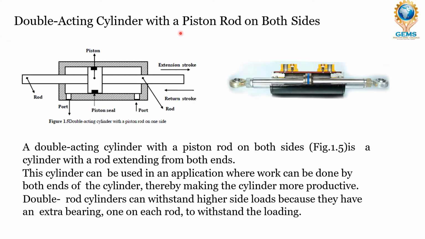Now the double acting cylinder with a piston rod on both sides. Here this looks like a double acting cylinder with a piston rod on both sides. So this is how the real cylinder looks.